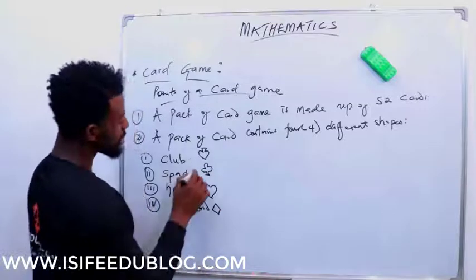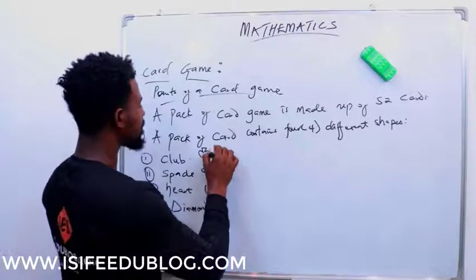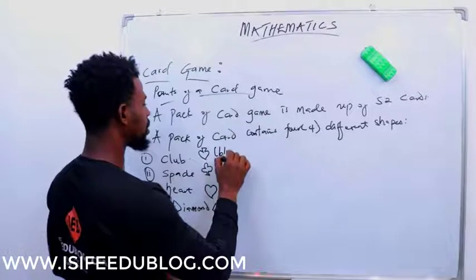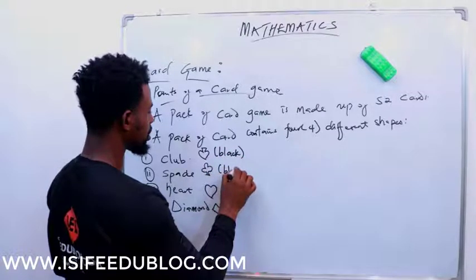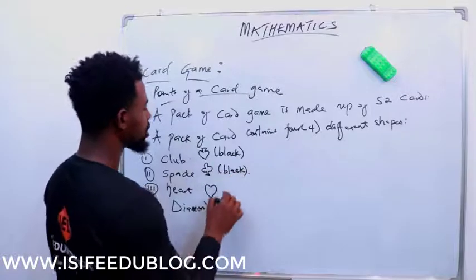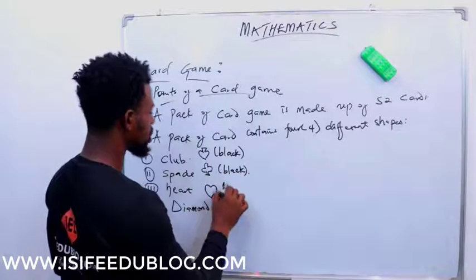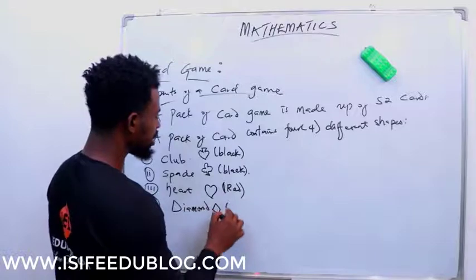Alright? Now the club is black in color. The spade is black. The heart is red. And the diamond is red.